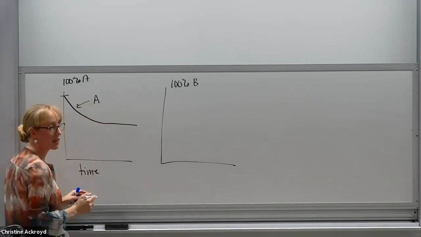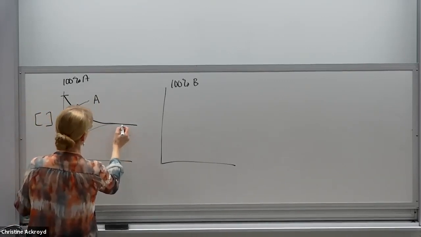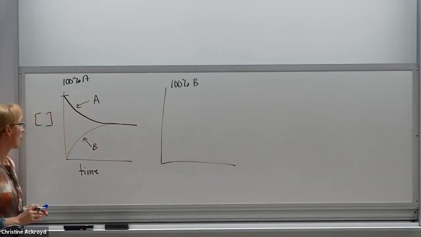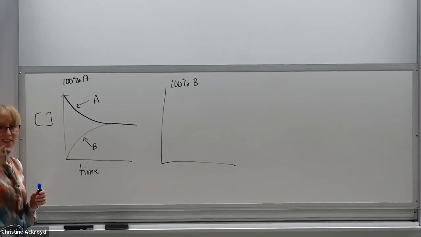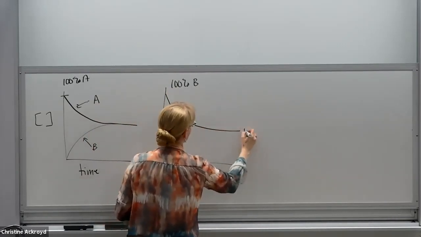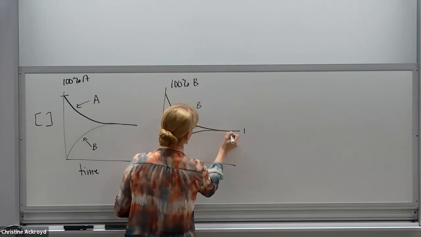What does our B curve look like? Same thing. What if we start with 100% B? Same thing, but backwards, right? Our B gets used up, and our A gets produced.